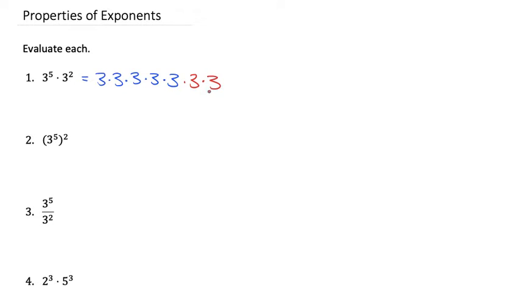So altogether here, we have 3 multiplied by itself 7 times. So we can just add the number of times that we are multiplying the base, assuming that the base is the same number. This wouldn't work if these were two different numbers. But since they're both 3's, we can just add the powers. We have 5 3's plus 2 3's gives us a total of 7 3's.